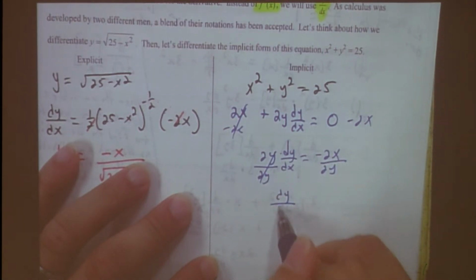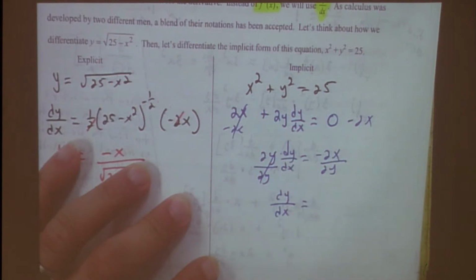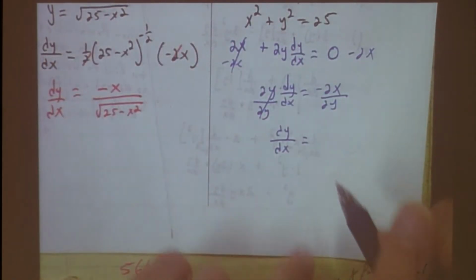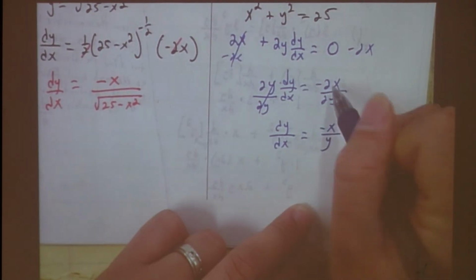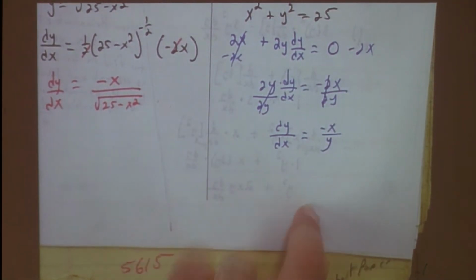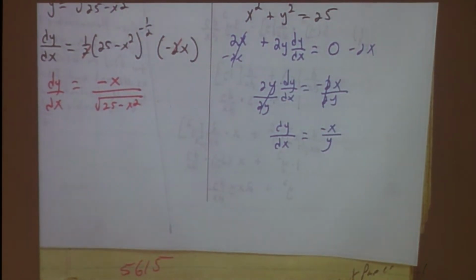So we found the derivative dy/dx is equal to x over y. So what will this give me for that circle? What does the derivative tell me? What of the tangent lines? The slopes of the tangent lines at any point on that particular circle.